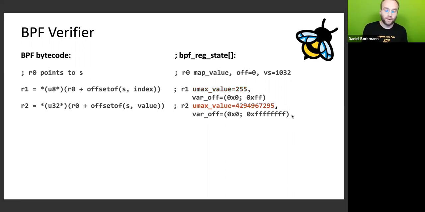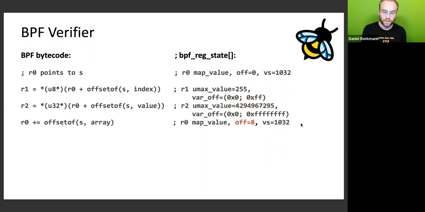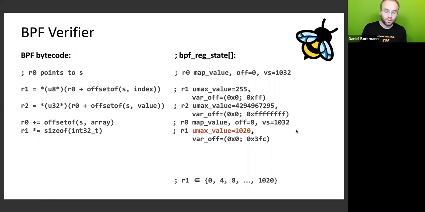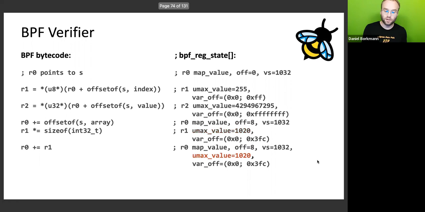Then again, we load the value. It's a 4 byte load. So the maximum value it can hold is the maximum that U32 can hold in general. And all the bits are unknown again. Next up, we add the offset to the start of the array to the map value pointer. In this case, the offset it holds is 8. And now we calculate the actual index by multiplying with the array slot size. So the Umax value changes in this case, as well as the unknown bits it can hold.